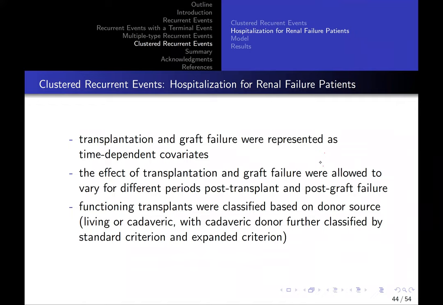For this model, what they did is the transplantation and graft failure were fitted as time-dependent covariates. That means if somebody is on follow-up, they have to wait first. This is the waiting period. Then somebody gets a transplant, and they can have a functioning graft or a non-functioning graft. Then you can count how many hospitalizations they had. So it's time dependent where they fall in, and they can also split. That's how they fit the model.